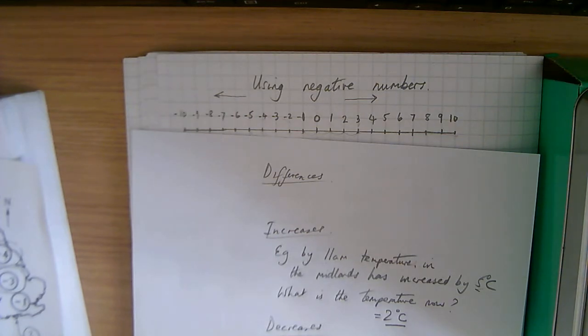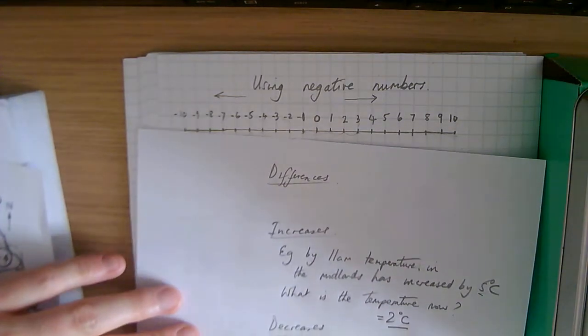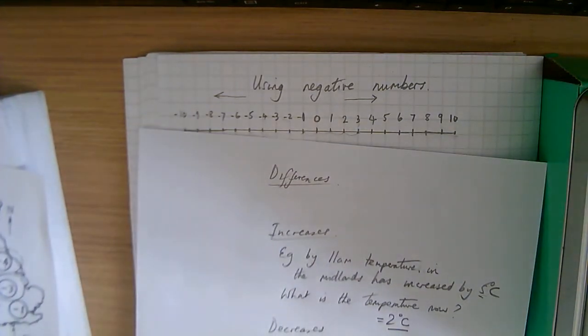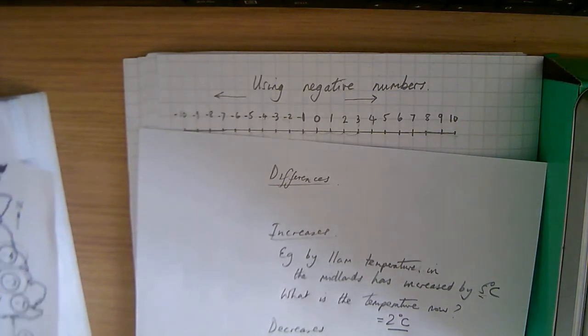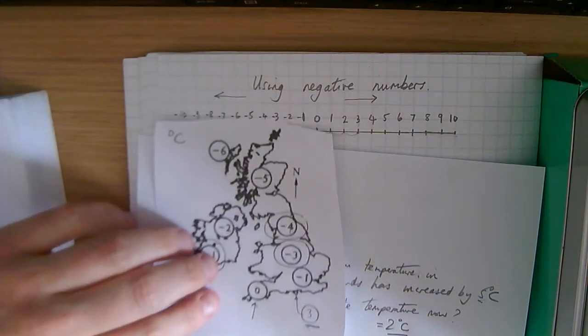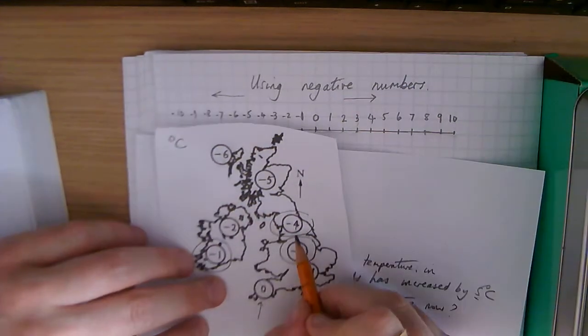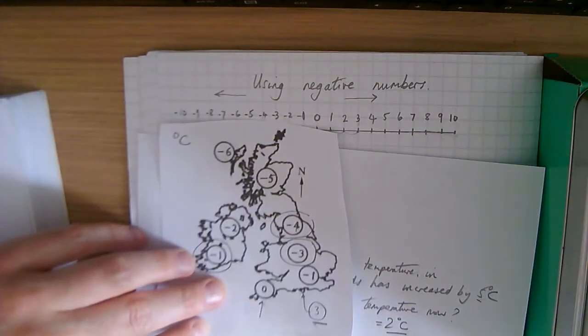Now let's look at decreases. So this time we're going to go to the left on our number line. Let's consider the next night is colder. It's 4 degrees colder across the whole country compared to the previous night. So what is the temperature the next night in northern England? So it's decreased by 4 degrees. It's 4 degrees colder. And we know that in the north of England, the night before it was negative 4.